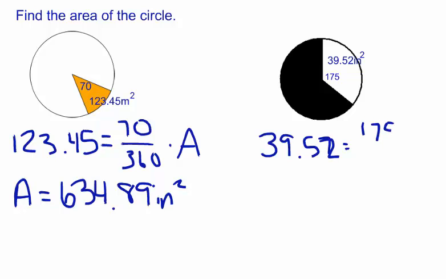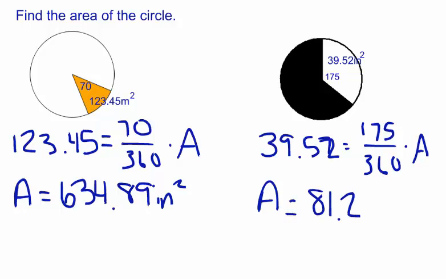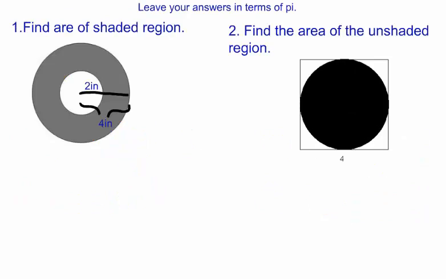Okay, for the second one, 39.52 is the unshaded area of the sector. That should equal 175 over 360 times your A. Multiplying by the reciprocal of that fraction, your area of this circle should be 81.298 inches squared.